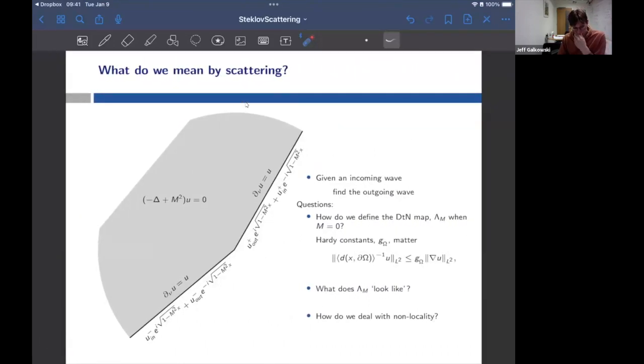Okay, and one of the big challenges here is that, again, this Dirichlet-Neumann map is highly non-local, right? So what happens very, very far this way affects in a non-trivial way what happens over here, okay? And that makes dealing with these things a bit more challenging.